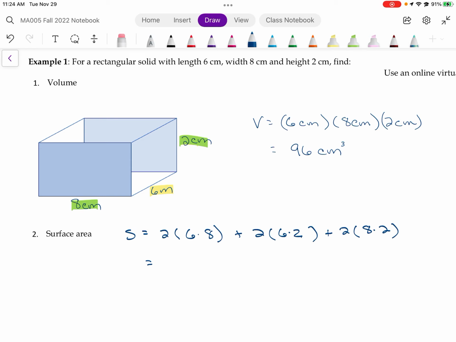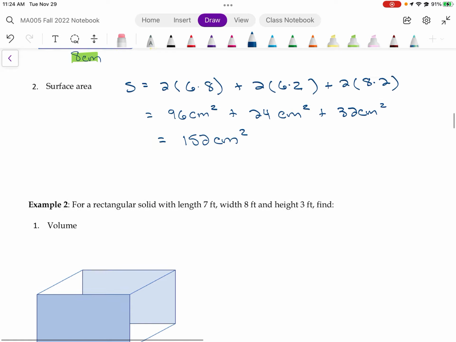All right, so I didn't put units in here because I wanted you to focus on the numbers. So this first one, 6 times 8, is 96, and that's going to be centimeters squared because each of these was centimeters, so centimeters squared, plus 2 times 6 times 2, that's 2 times 12, that's 24, and that's centimeters squared, plus 2 times 8, that's 16, times 2 is 32 centimeters squared. All right, when you add all those up, you're going to get 152 square centimeters, or centimeters squared.